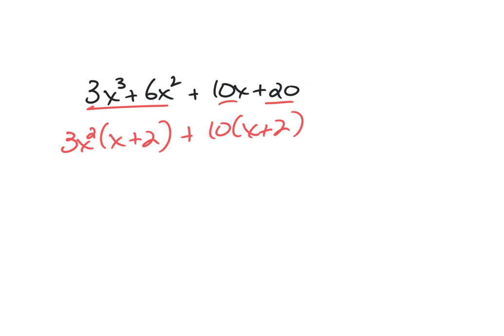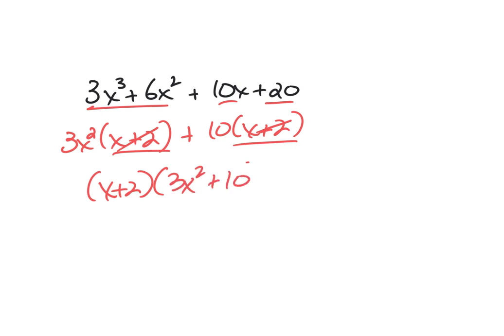And again, it only works if you get the same thing in the parentheses. You got to get the same thing. All right, so now they have an x plus 2 in common. So if I pull out as a GCF the x plus 2, what that leaves me with is a 3x squared on the first term and a 10 on the second term. And guys, that's it. I'm going to show you one big one, and we're done.